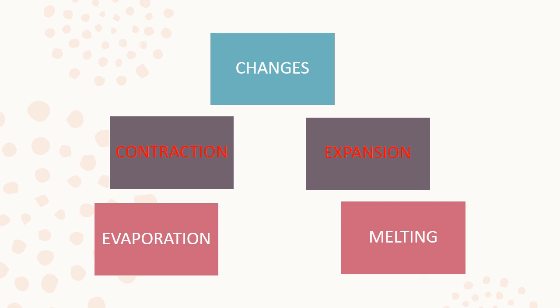In this whole chapter we studied two kinds of changes: reversible changes, and some changes which cannot be reversed. Such changes we call irreversible changes. So reversible changes and irreversible changes are what we have studied in this chapter.